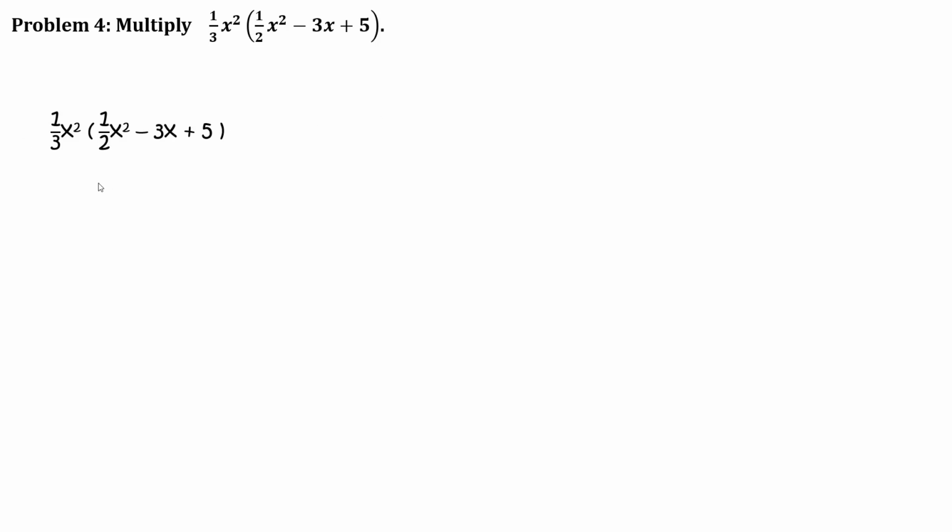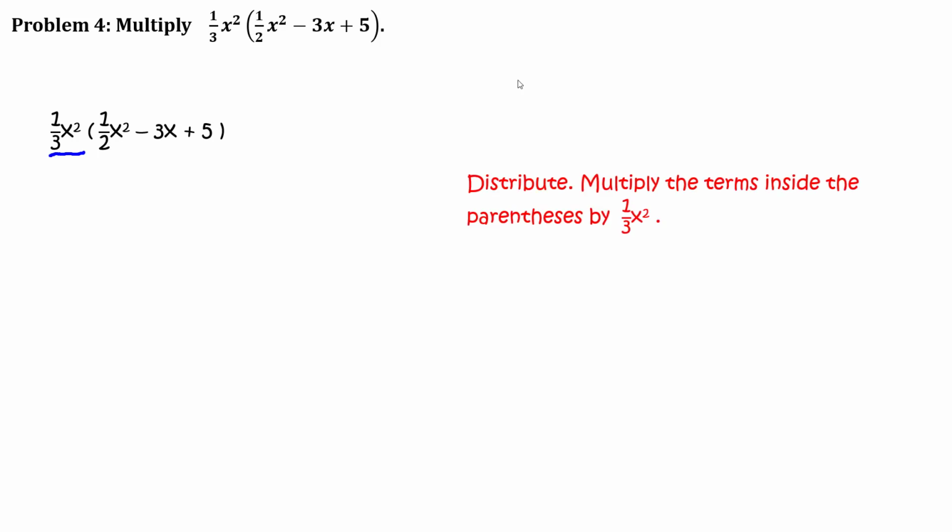I'm going to begin by rewriting the problem, always a good place to start. 1/3 x squared times quantity, my trinomial, 1/2 x squared minus 3x plus 5. I'm going to distribute. I'm going to multiply the terms inside the parentheses by 1/3 x squared. This will give me 1/3 x squared times 1/2 x squared plus 1/3 x squared times negative 3x plus 1/3 x squared times 5.